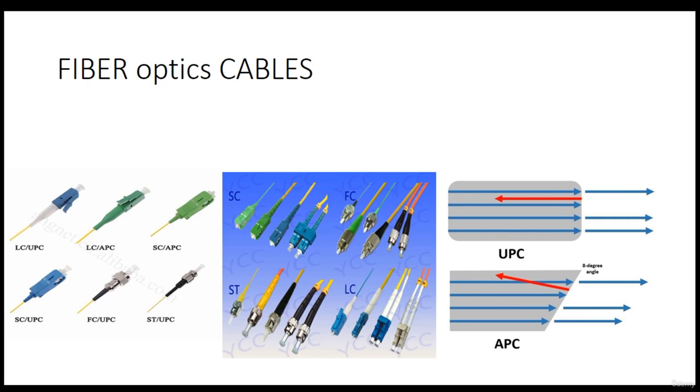The main difference between APC (angled physical contact) and UPC (ultra physical contact) connectors is the fiber interface. APC connectors feature a fiber interface that is polished at an 8-degree angle. You can see here that this is APC, angled physical contact.